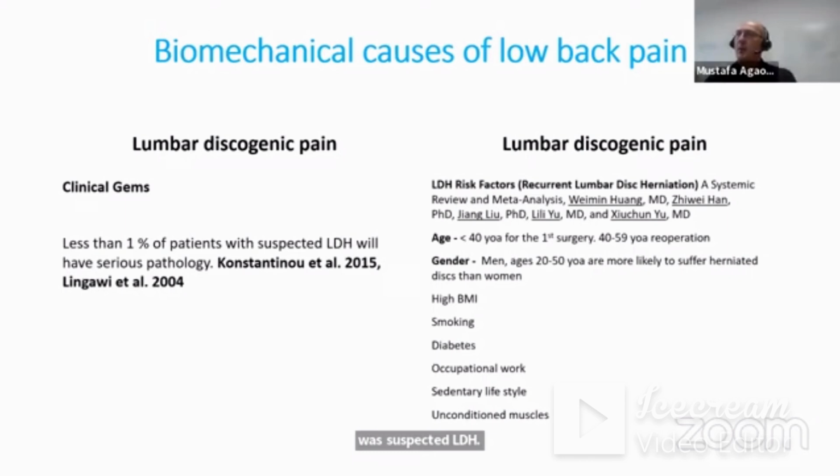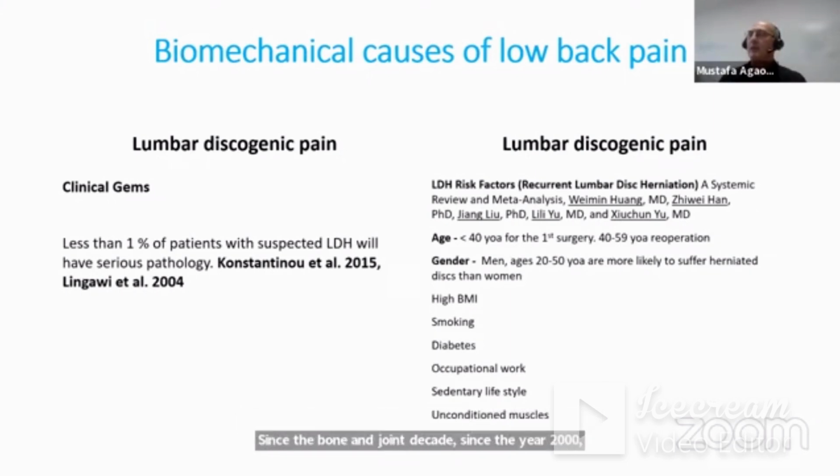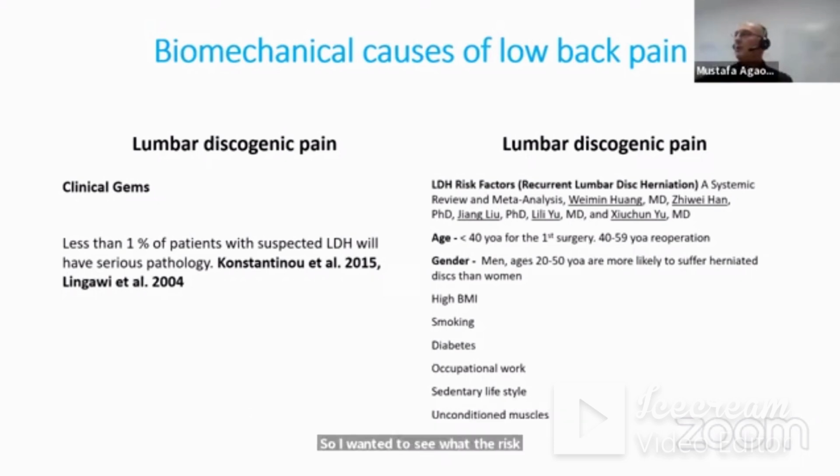So I wanted to look, according to public health issues and various publications that have been coming out since the Bone and Joint Decade, since the year 2000, obviously chronic low back pain is a recurrent condition. It's not just one episode. So I wanted to see what the risk factors were in recurrent lumbar disc herniation.